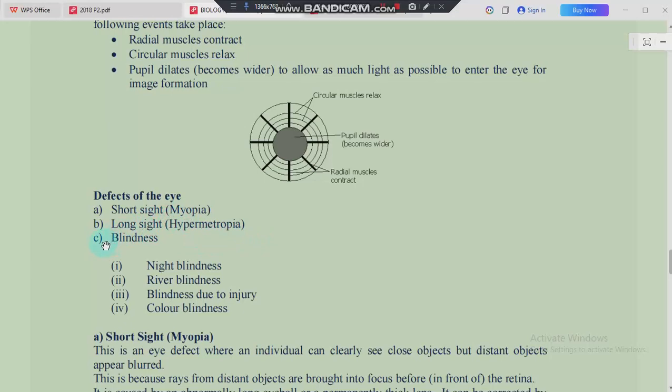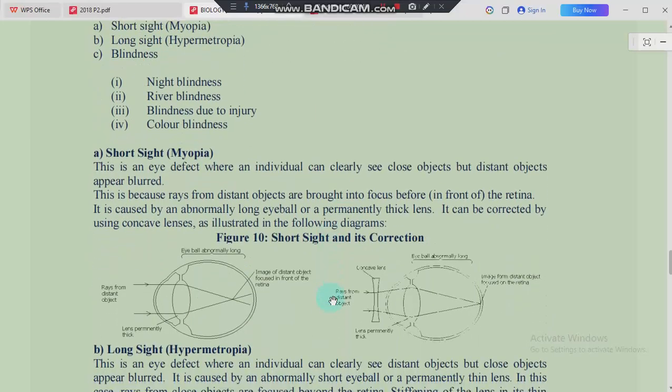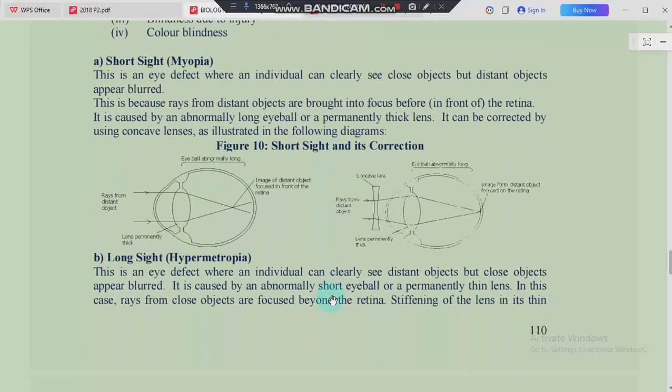And then the last one, which is on C, is called blindness. And under blindness, we have night blindness. Number 2, we have river blindness. Number 3, we have blindness due to injury. And number 4, we have color blindness. So I've never seen a person who is colorblind, but I just know that it is real.